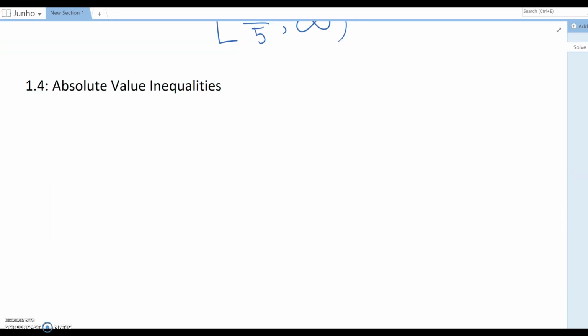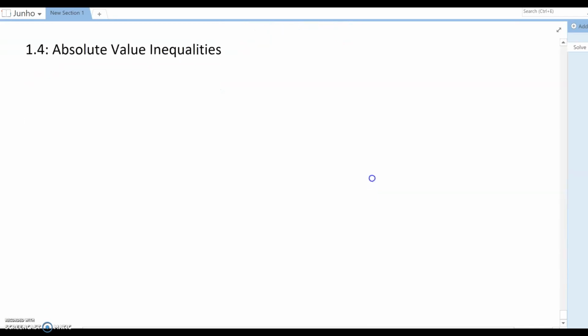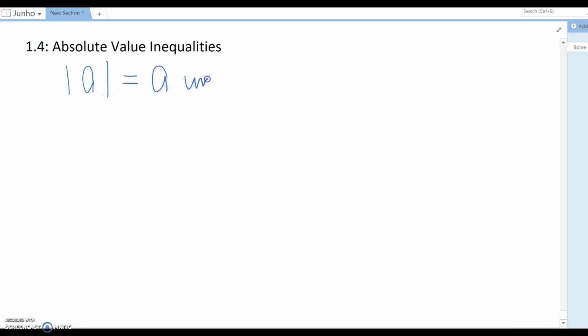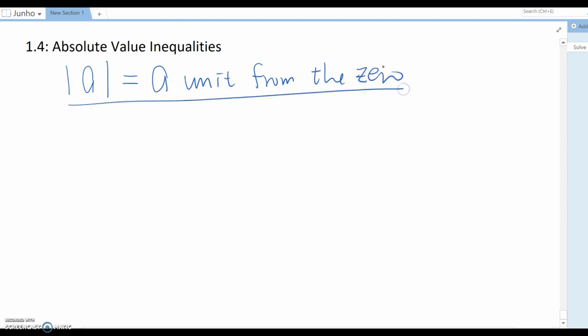Lesson 1.4 Absolute Value Inequalities. So last time we talked about absolute value. So what does absolute value mean? If we indicate any absolute value of a, then it should be a unit from the 0. That's what this means, right?